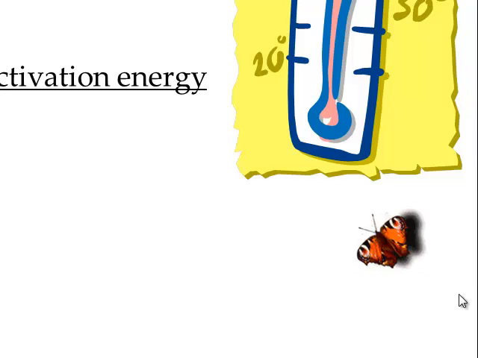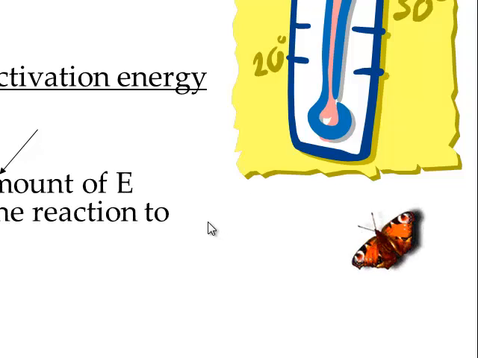It's called activation energy. Each reaction has to have a certain amount of energy, or its molecules have to have a certain amount of energy before that reaction can take place. And that's called the activation energy. It's the minimum amount of energy needed for the reaction to occur. And the symbol that we use for that is a capital E and a lowercase a. How much energy do you need to get this reaction to go?